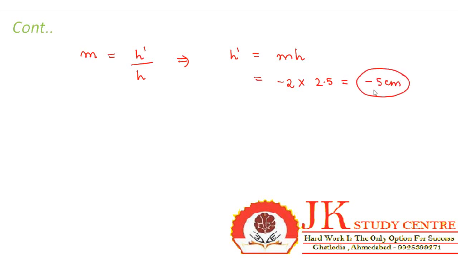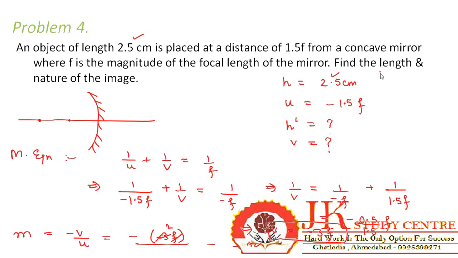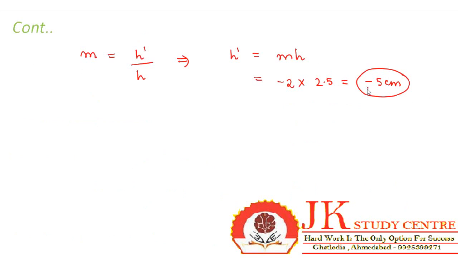So we calculated the size of the image, and what would be the nature of the image? Nature would be inverted. If it is inverted, that means it is real, and the size is enlarged. So the nature of the image is real, inverted and enlarged, and the size of the image is 5 centimeters.